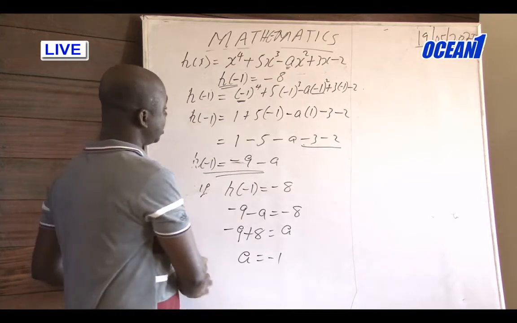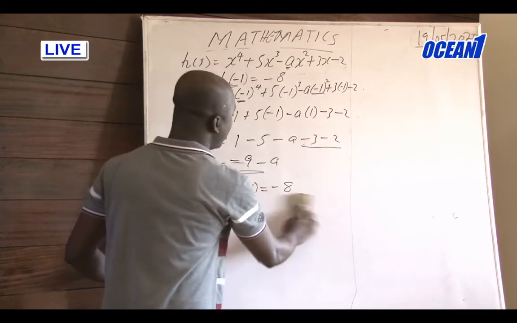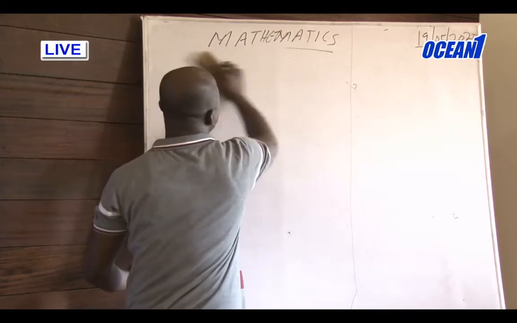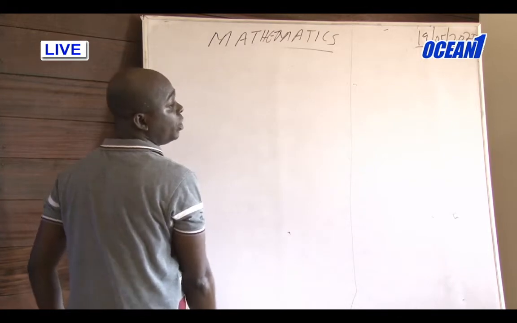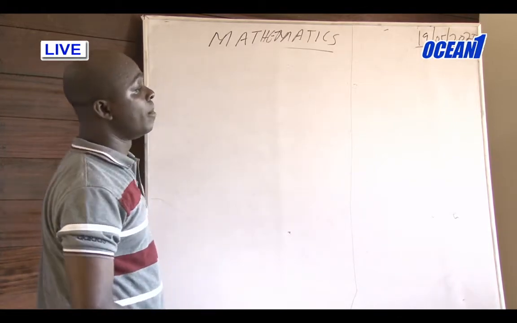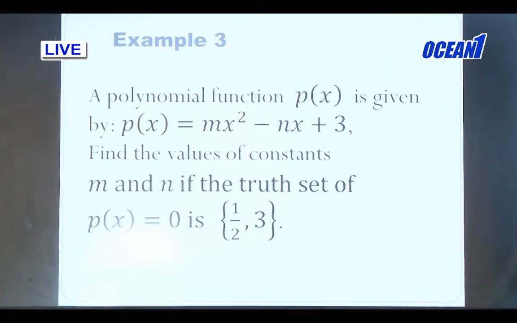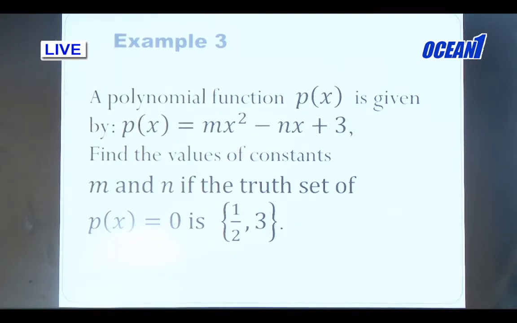We have another case where we have been given a polynomial p of x, given as we have on our screen. P of x is mx squared minus nx plus 3. Find the values of the constants m and n if the truth set of p of x equal to 0 is a half and then 3. So that's what we have there.